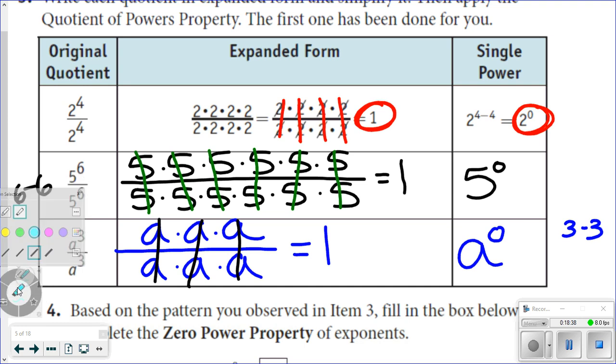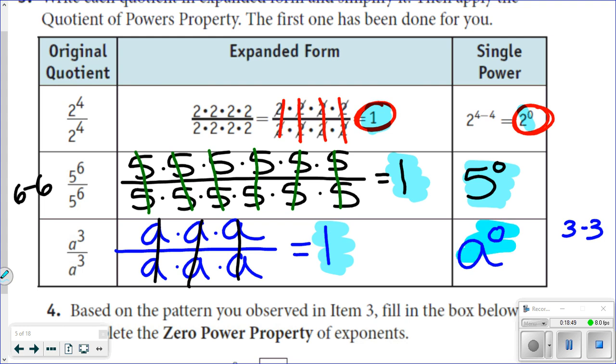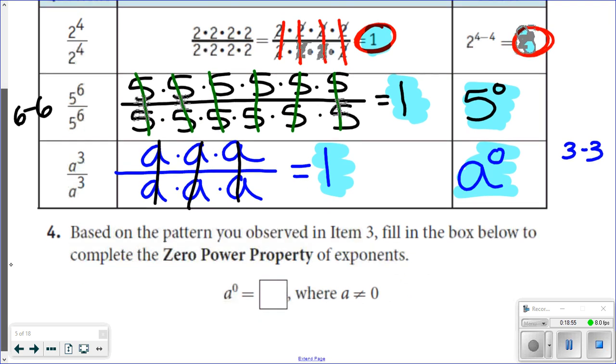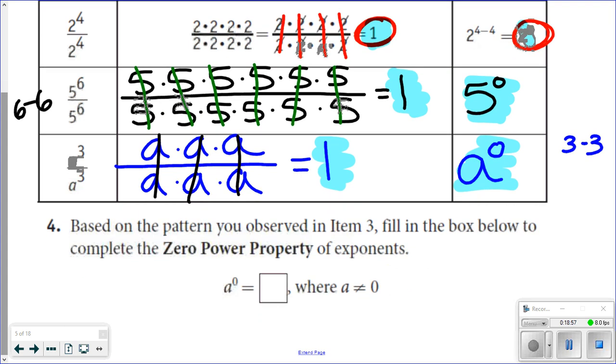So let's take a look at the pattern here. This equals 2 to the 0. This equals 5 to the 0. And this equals A to the 0. What? So based on this pattern above, what do you think goes in this box below?